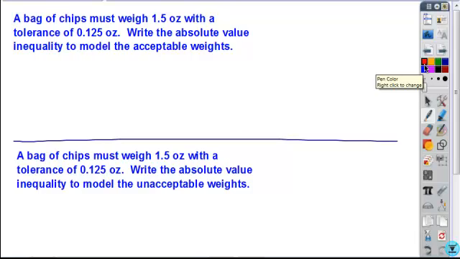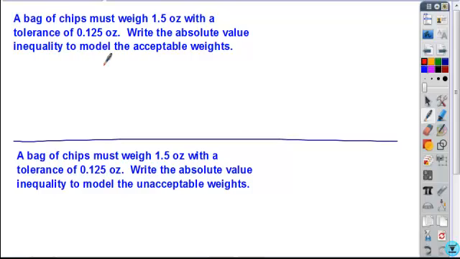Okay, so the question is, a bag of chips must weigh 1.5 ounces, right? So if they label the bag as 1.5 ounces, it has to weigh that with a tolerance of, and they give it, let's say, 0.125 ounces. Okay, so the bags can be sent to stores as long as they fall within that range. So you want to write an absolute value inequality to model the acceptable weights.